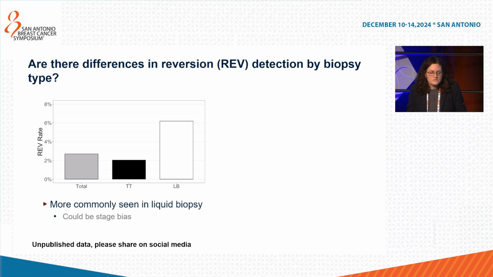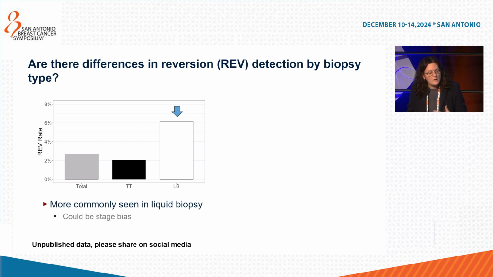So are there differences in reversion detection by biopsy type? I think, not surprisingly to everyone, the reversion frequency in tumor biopsy or tumor sequencing is only about 2%, whereas in liquid biopsies in these tumors, it's somewhere around a little over 6%.